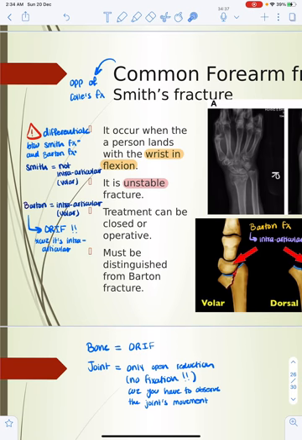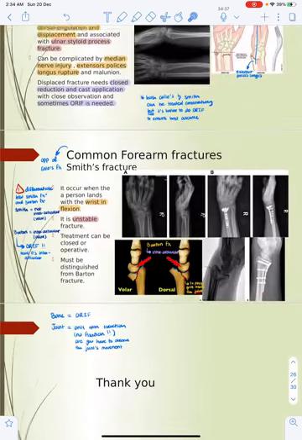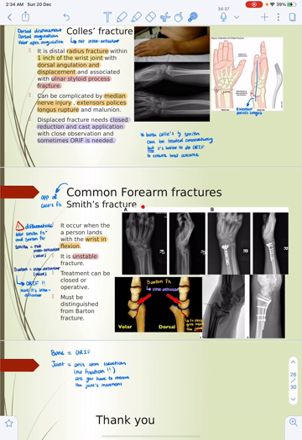Next, Smith. We also talked about it in general. When does it happen? When you fall on your hand while it's flexed. It's an unstable fracture. Treatment is the same as Colles, it can be closed or operative. And here is something important: both Colles fracture and Smith's fracture, we have to distinguish them from another type of fracture called Barton's fracture. What is Barton's fracture? It's an intra-articular fracture. But Colles and Smith are not intra-articular, they're extra-articular fractures. So they're not inside the wrist joint, they're outside the wrist joint, okay? Colles fracture and Smith fracture.